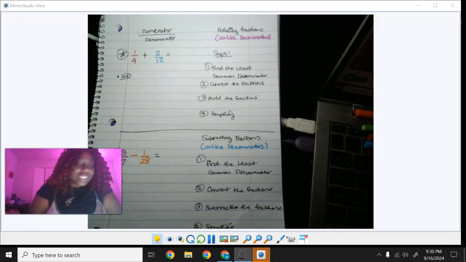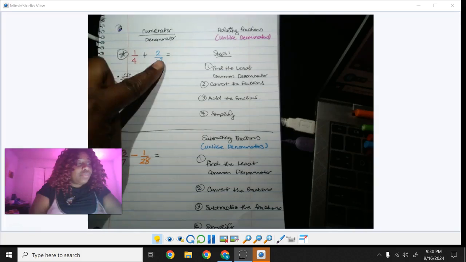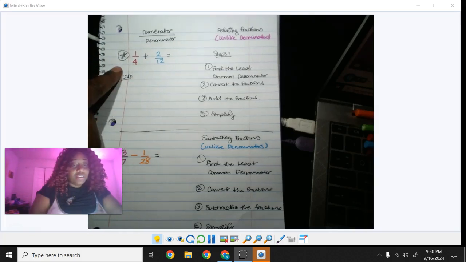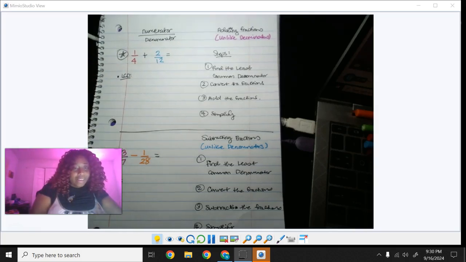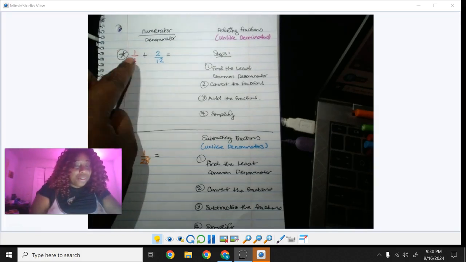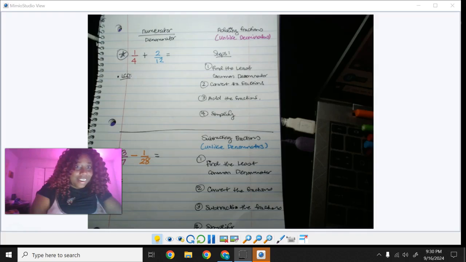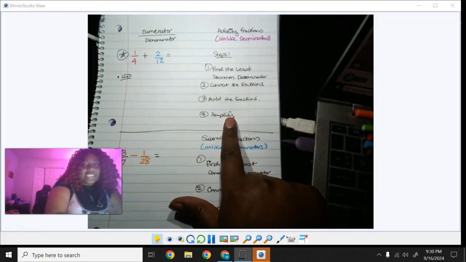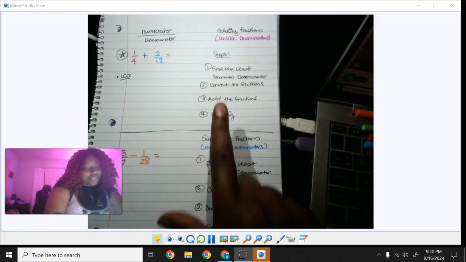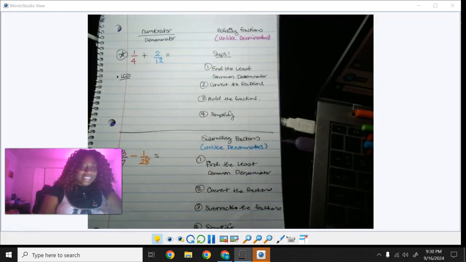So I'm going to start with 1/4 plus 2/12. And as we can see, these two numbers both have different denominators. So how do we go about adding fractions or subtracting fractions if these two numbers have different denominators? So let's find out. I divided this into 4 simple steps, and these are steps that you can repeat with time.